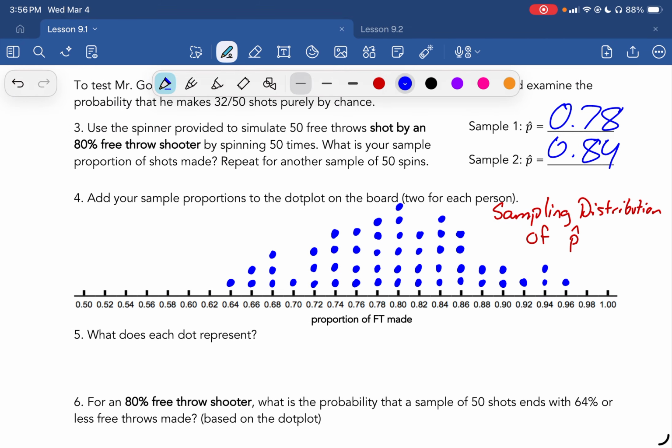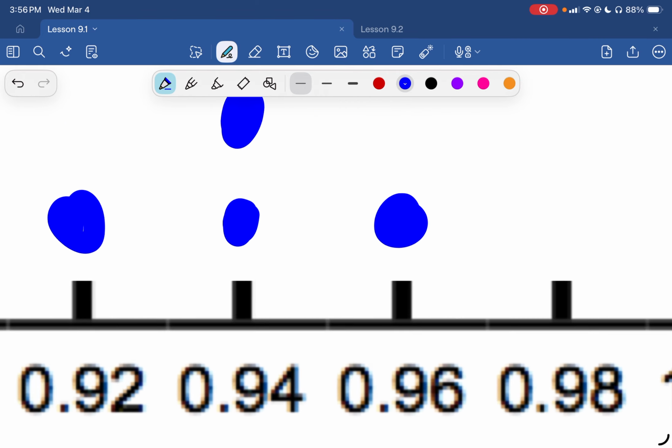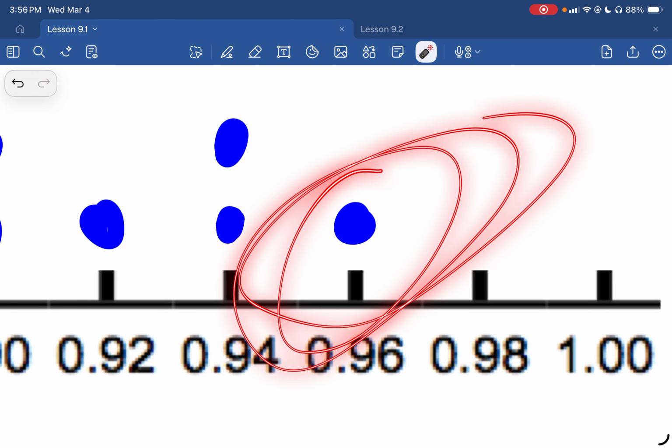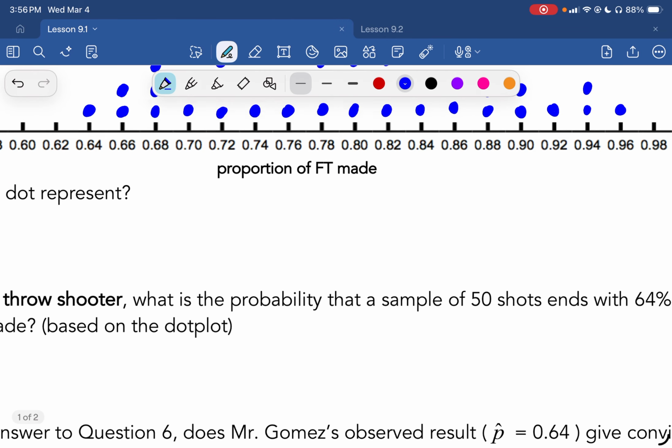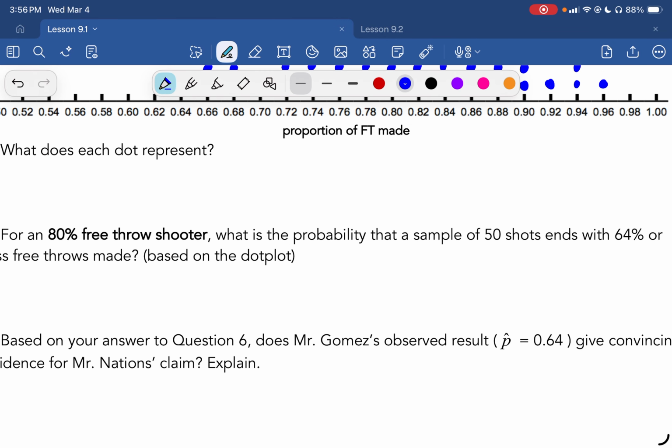Instead, what does each dot represent? So what does this 0.96, what does that guy represent? What it represents is one random sample of 50 free throws.